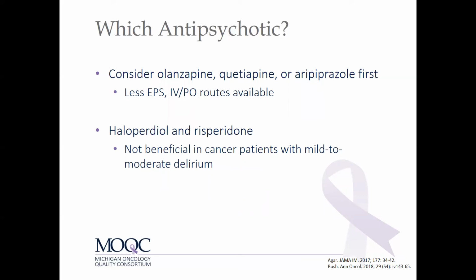When you look at the available data and the studies that have been published in the last couple of years, you might want to consider olanzapine, quetiapine, or aripiprazole first, based on less EPS and various routes that are available. But one thing that's interesting to note in these studies is that haloperidol and risperidone did not seem to be beneficial in cancer patients with mild to moderate delirium. This could have been because of study design and mixing hypo and hyperactive delirium, and it could have been because of small effect size, given that they only had mild to moderate delirium.